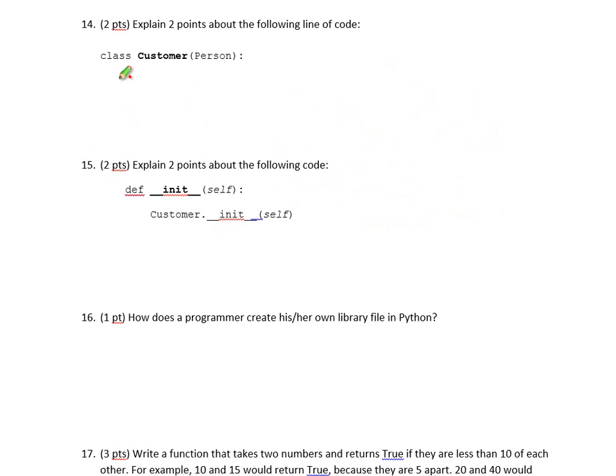Explain 2 points about the following code. Creates a class. The class's name is customer. Derives from a parent class called person. There are 3 things I just explained. You need 2 of those.